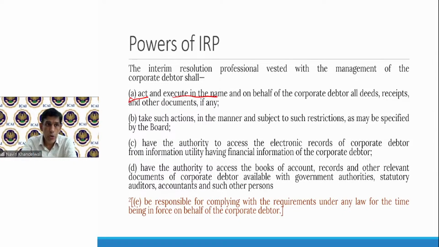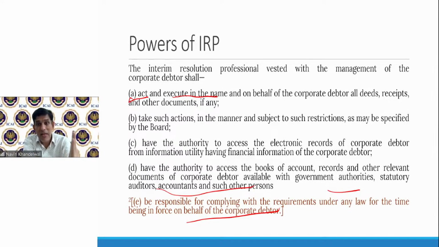And he has the authority to access the books of accounts, records, and other related documents of the corporate debtor available with government authorities, statutory auditors, accountants, and such other persons. Whatever information they have, they have to provide these documents to the IRP. And then he has to ensure all the compliances of the corporate debtor. Very important: he has to comply with all the requirements under any law for the corporate debtor. So these are the powers along with the responsibility and obligation. That is one job with respect to the corporate debtor.